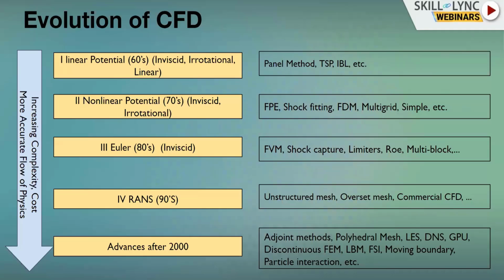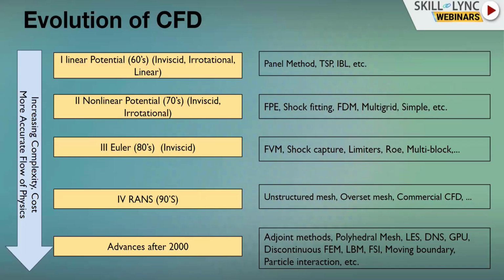With time, people started putting nonlinearity effects into it and trying to solve more iterative kinds of problems, where the full potential equation is solved, and with shock fitting techniques the finite difference method evolved and got used in CFD. And people started using convergence acceleration techniques like multigrid.